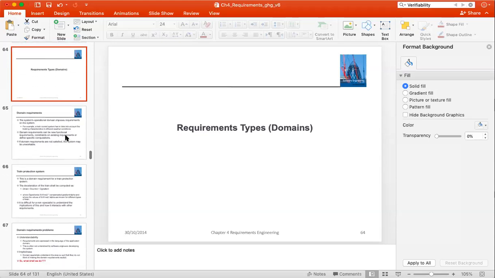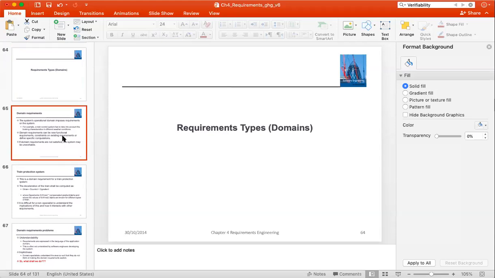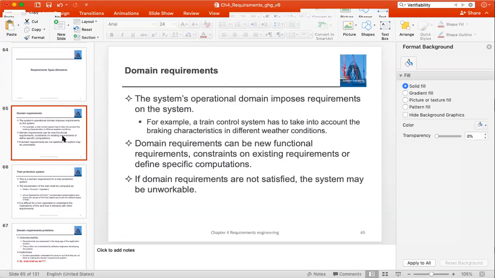One type of requirements is called domain requirements, i.e. they're coming from the technical domain. For example, if you're looking at a train control system or railway control system, you need to get some information about how trains are being controlled. Maybe some formulas, some rules, some procedures that you have to follow. So here the system's operational domain imposes requirements on the system.